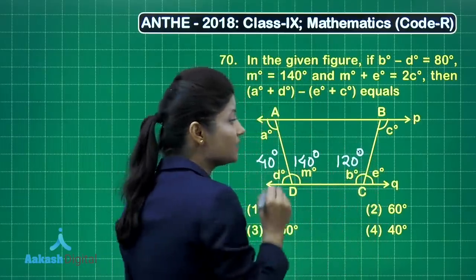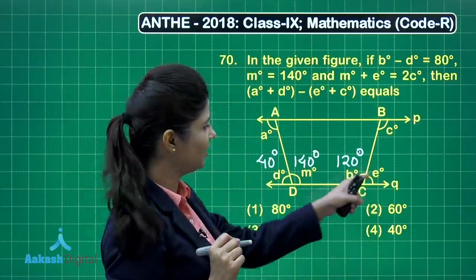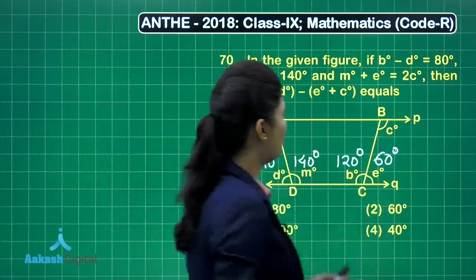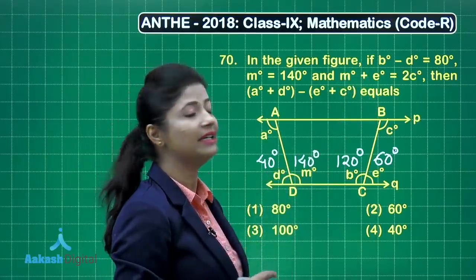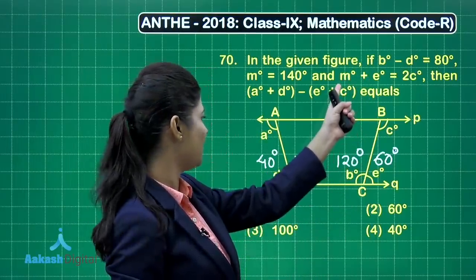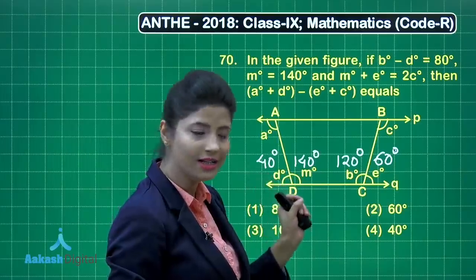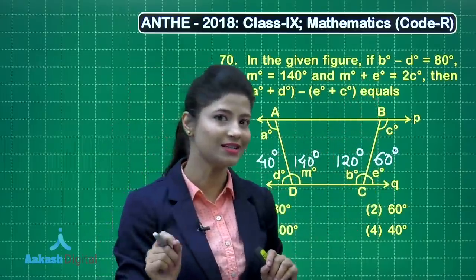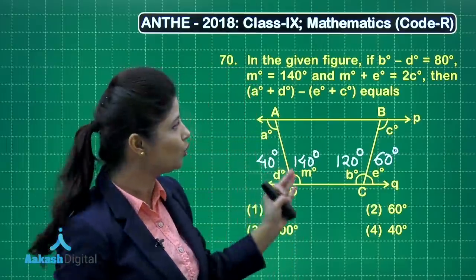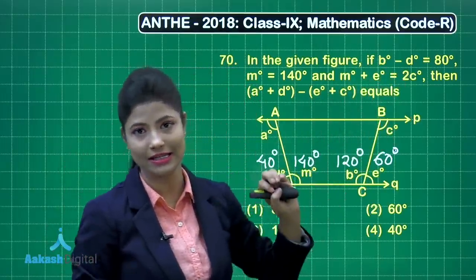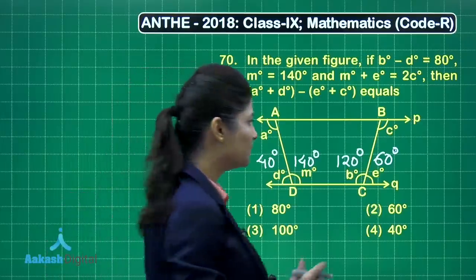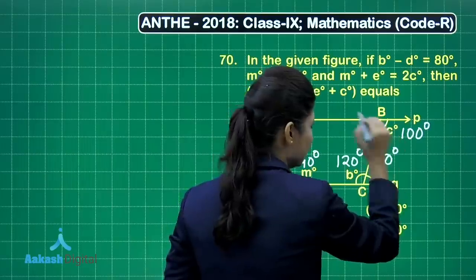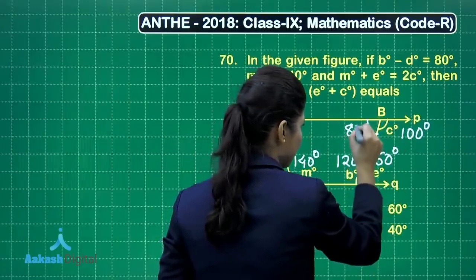Now if B is 120 degrees, its linear pair angle E will be measuring 60 degrees. Now let's substitute the value of M degrees and E degrees in this equation, where m degrees is 140 degrees, e degrees is 60 degrees. So 140 plus 60 is equal to 200 degrees. 200 degrees is equal to 2c degrees, resulting the value of c equal to 100 degrees. If c is measuring 100 degrees, then its linear pair angle will measure 80 degrees.